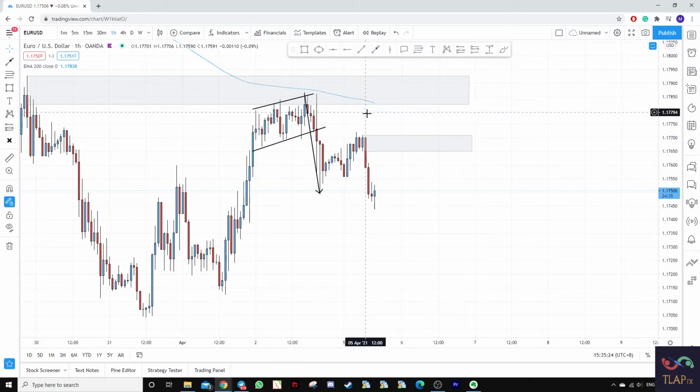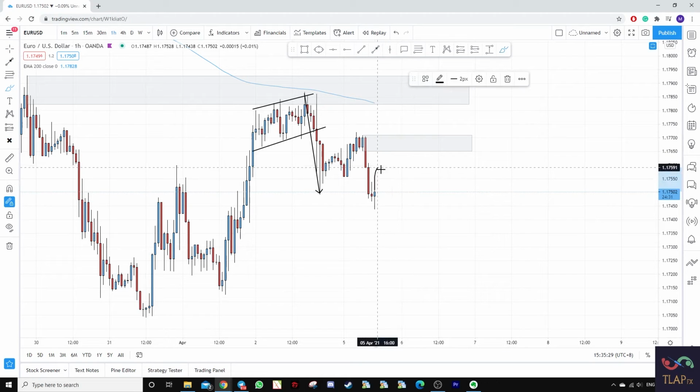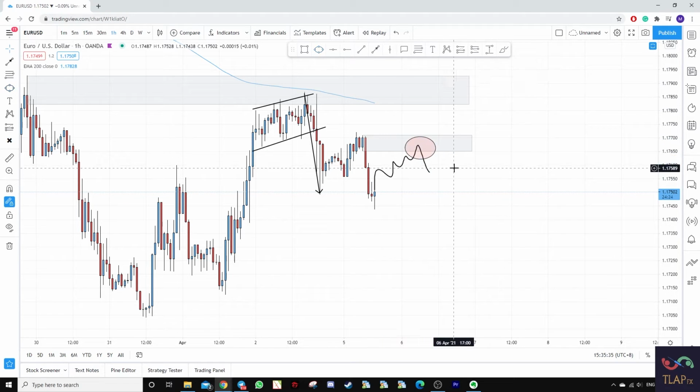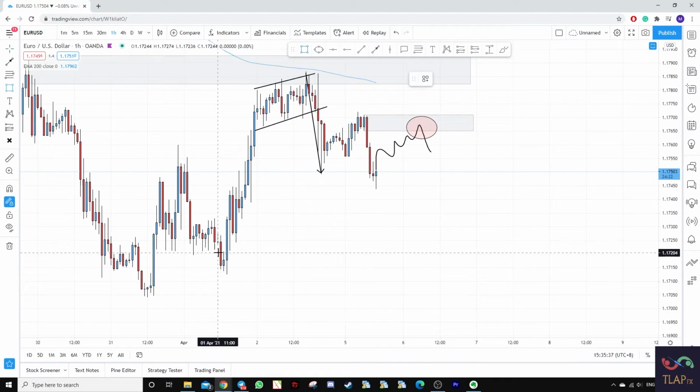And this would be our zone of interest. So we are waiting for a weak pullback onto this level. And if we see any bearish sentiment over here, we can take a shot and aim towards this level.